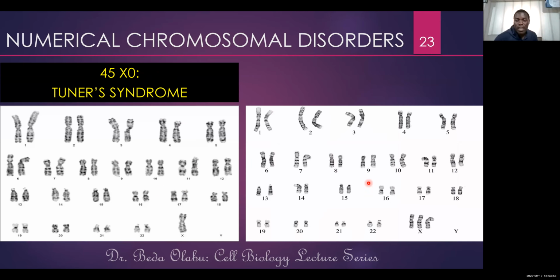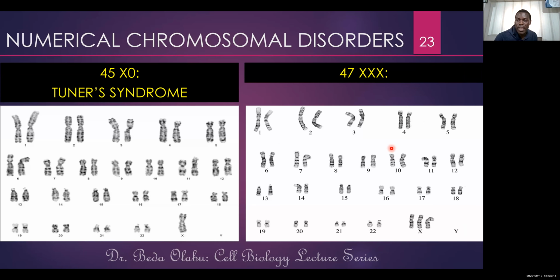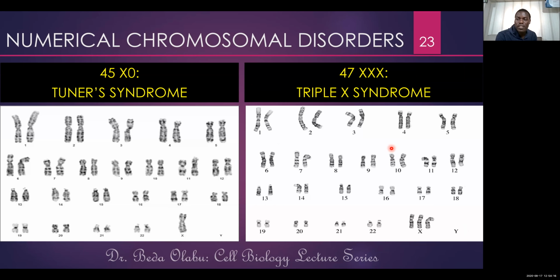This other one has 3 X chromosomes on the 23rd pair. How do you want to give this the genetic code? Anyone? 47XXX. Very good. So this is 47 triple X. That's what we call triple X syndrome.